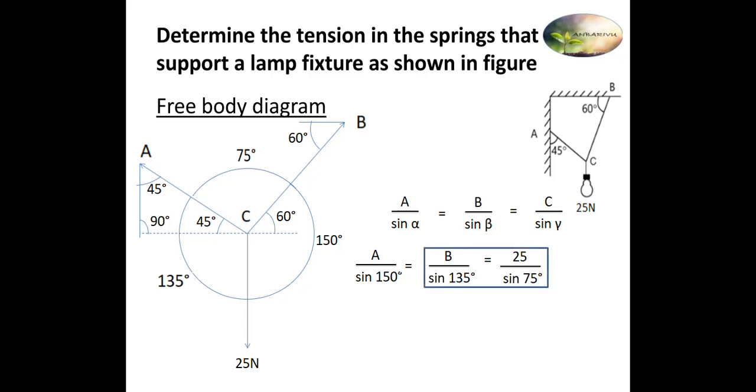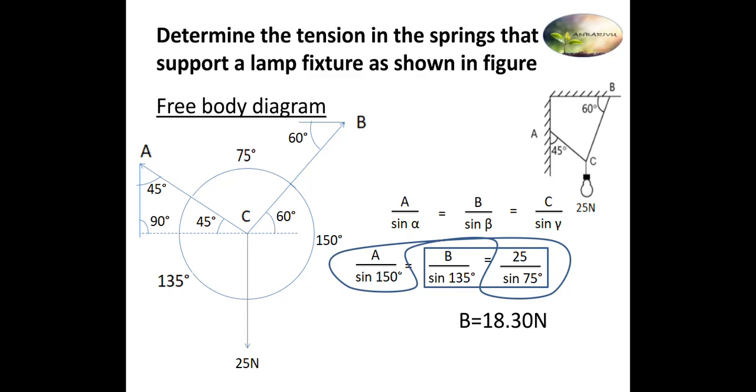First substitute: B by sine 135 degree equal to 25 by sine 75 degree. B equal to 18.30 Newton. Then A by sine 150 degree equal to 25 by sine 75. Substitute this and get the A value 12.94 Newton.